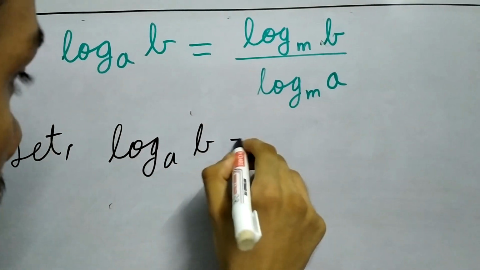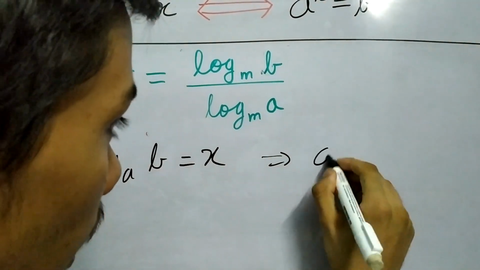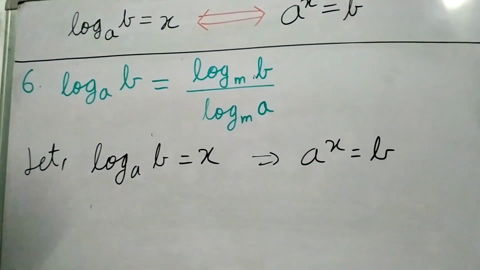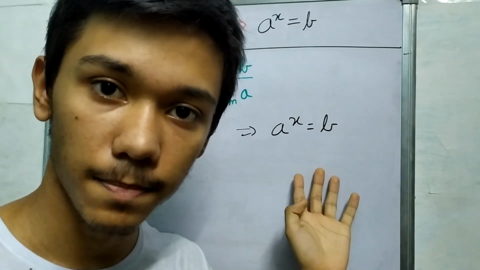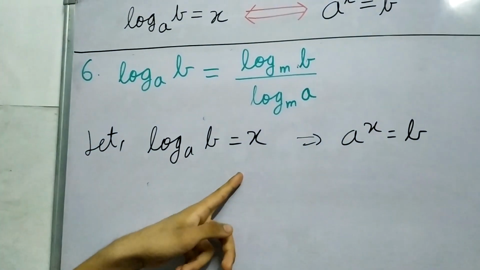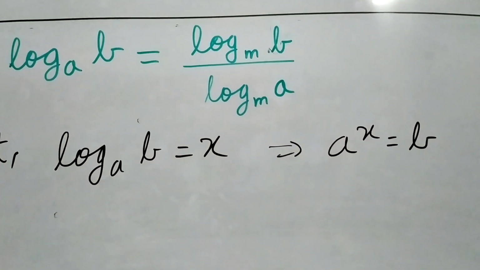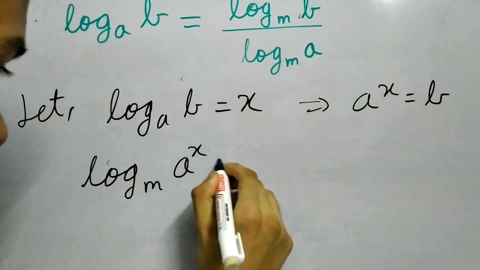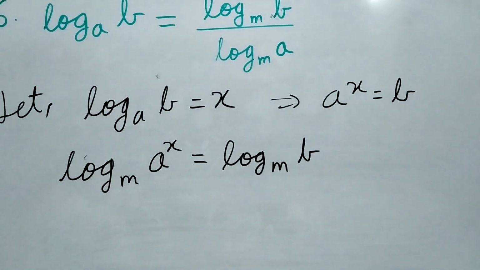Log base a of b, let this be x, and this obviously gives a to the x equals b. Now, in general, what did we do? We take log base a on both sides. But here is something different, because we need log base m. So we take log base m on both sides and we get log base m of a to the x is log base m of b.